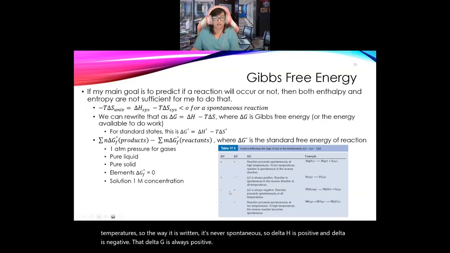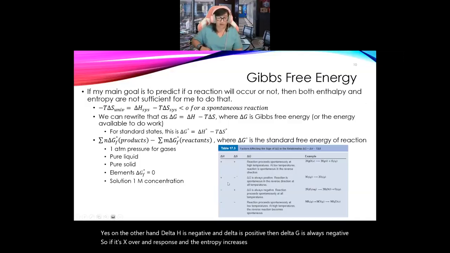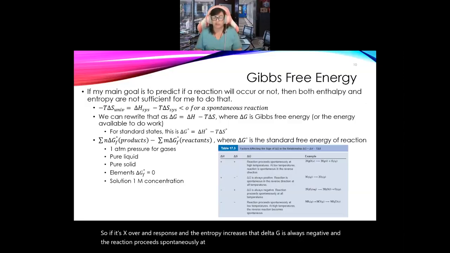If, on the other hand, delta H is negative and delta S is positive, then delta G is always negative. So if it's exothermic and the entropy increases, then delta G is always negative, and the reaction proceeds spontaneously at all temperatures in the direction as it's written. Those are the fun ones, right? Because those are always there.